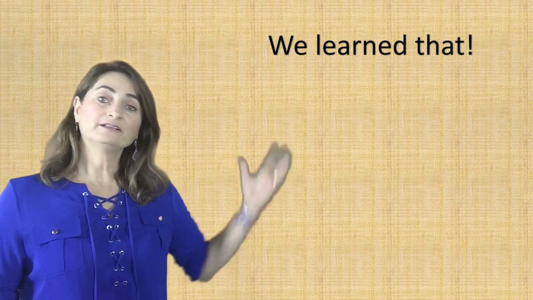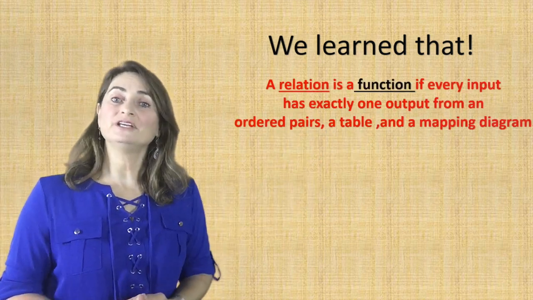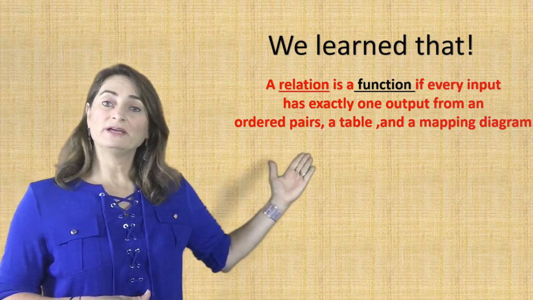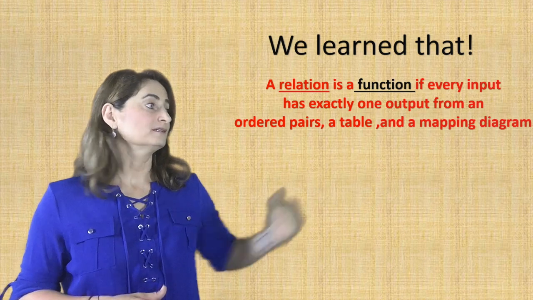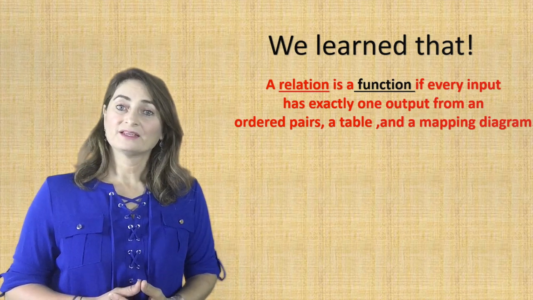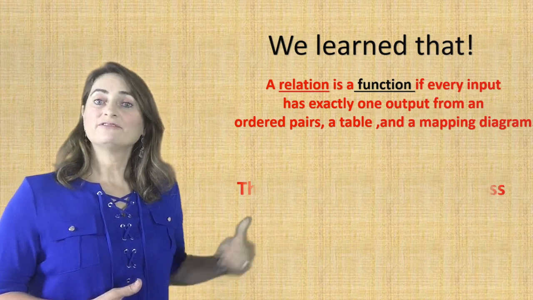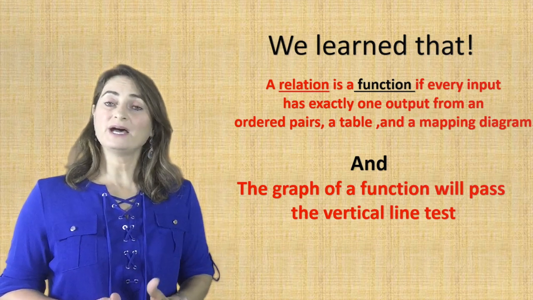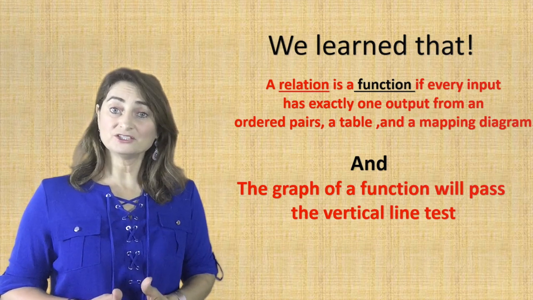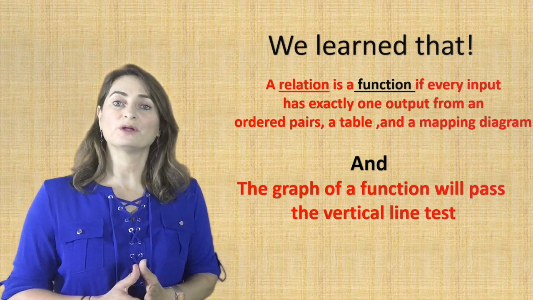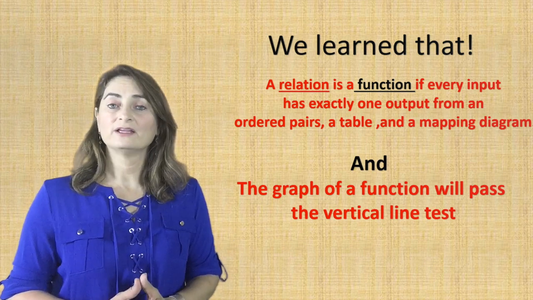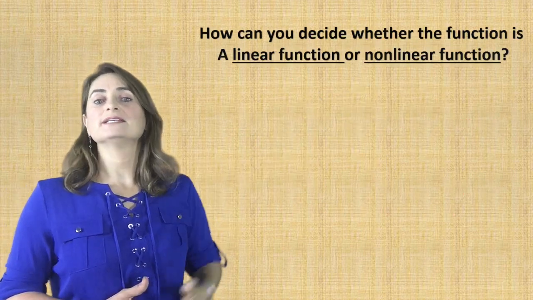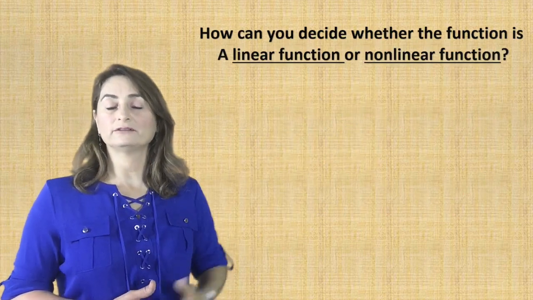We learned last lesson about relations and functions. We learned that a relation is a function if every input has exactly one output in an ordered pair, table, and mapping diagram. We also learned that a graph is a function if it passes the vertical line test, because it did not pass more than one point on the graph.